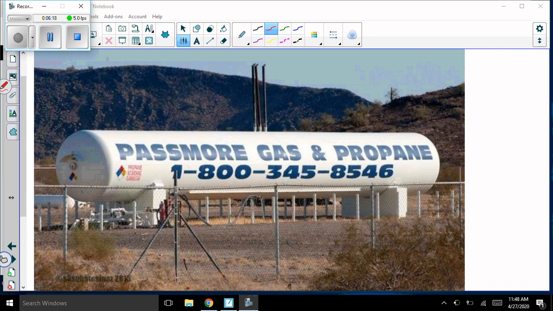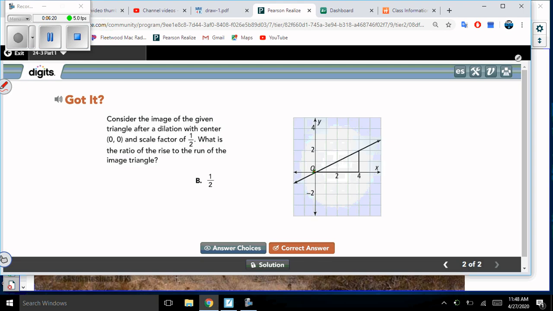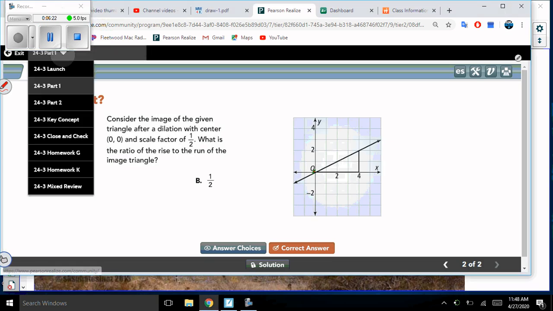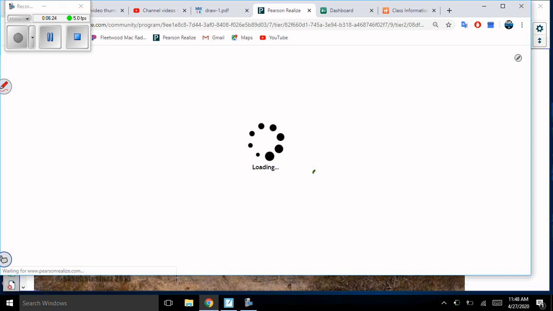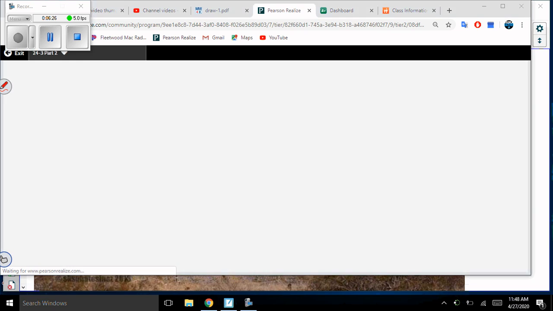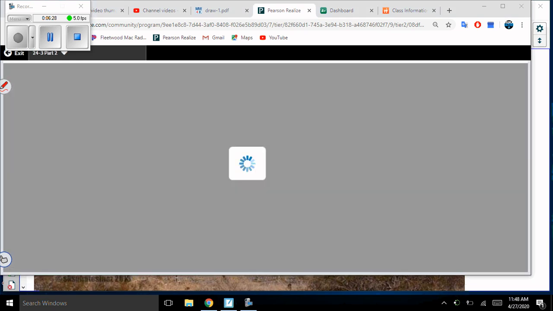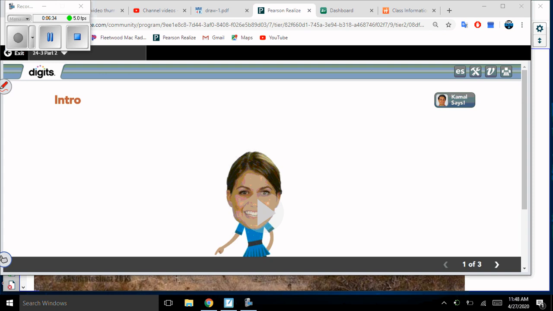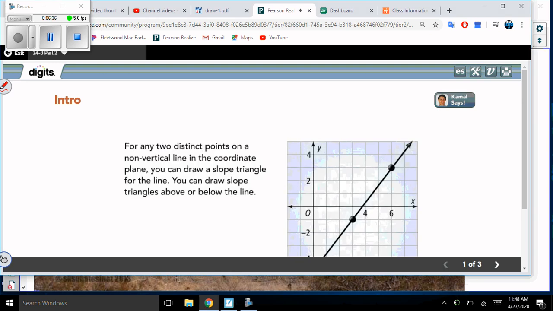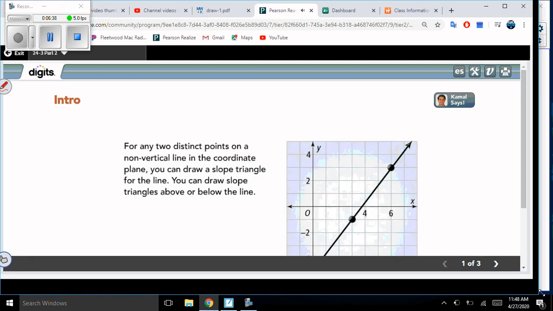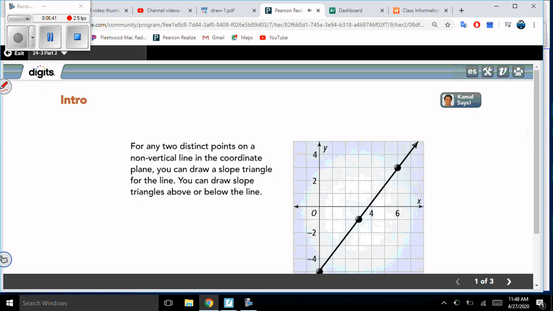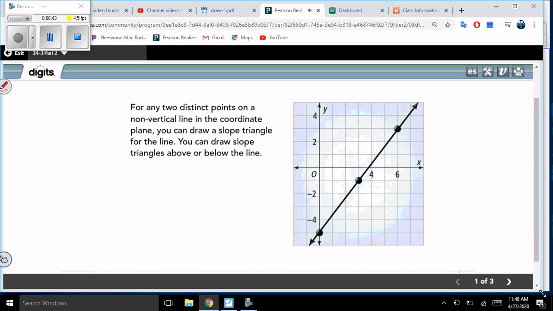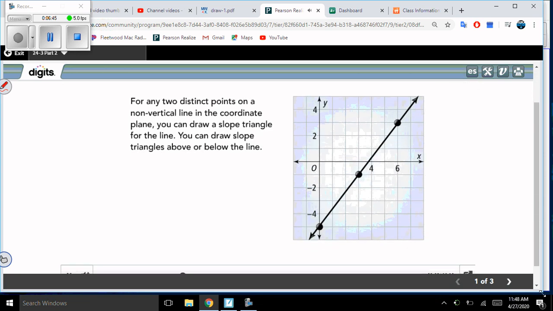We're going to now move on to part 2. And on part 2, we're taking a look at the following. For any 2 distinct points on a non-vertical line in the coordinate plane, you can draw a slope triangle for the line. You can draw slope triangles above or below the line.